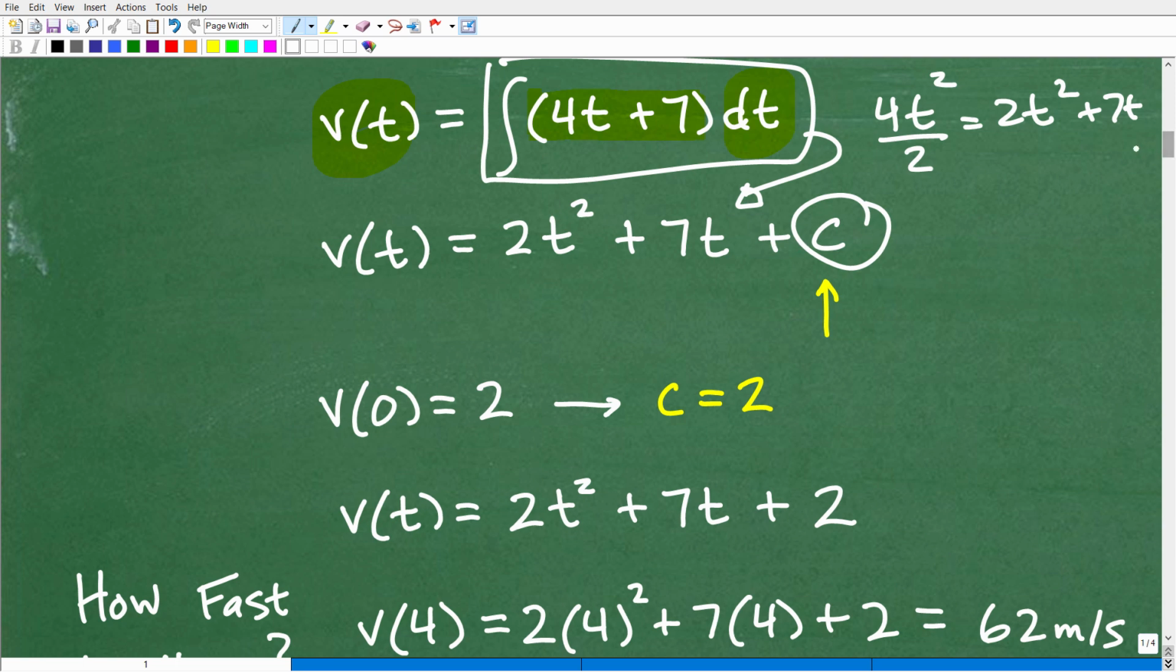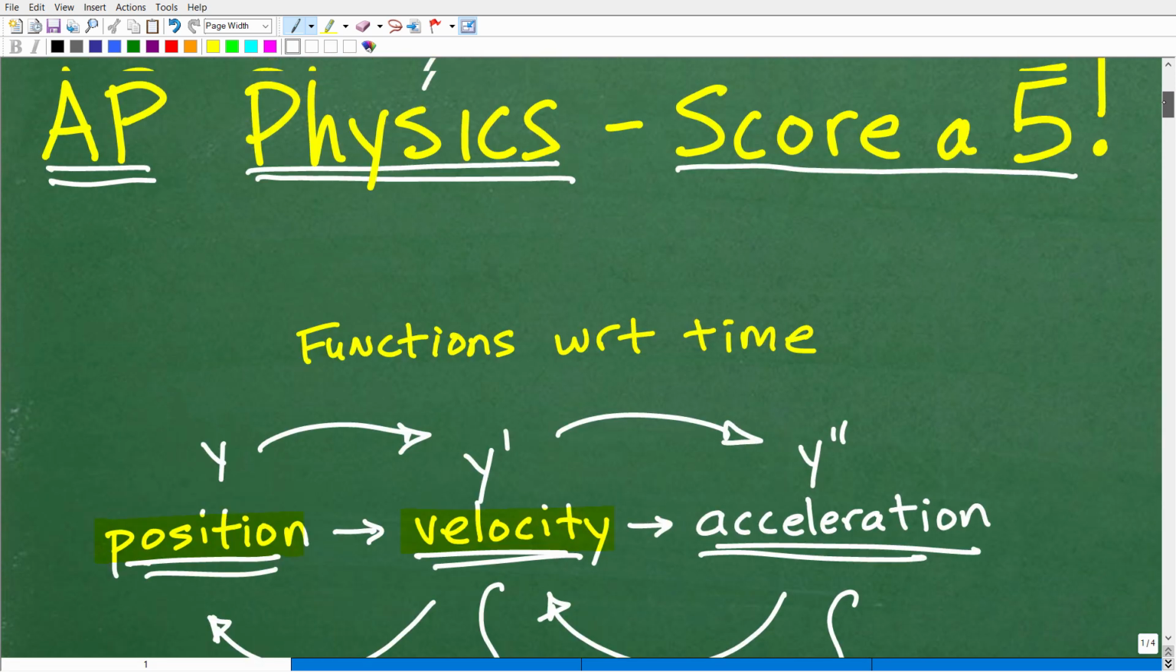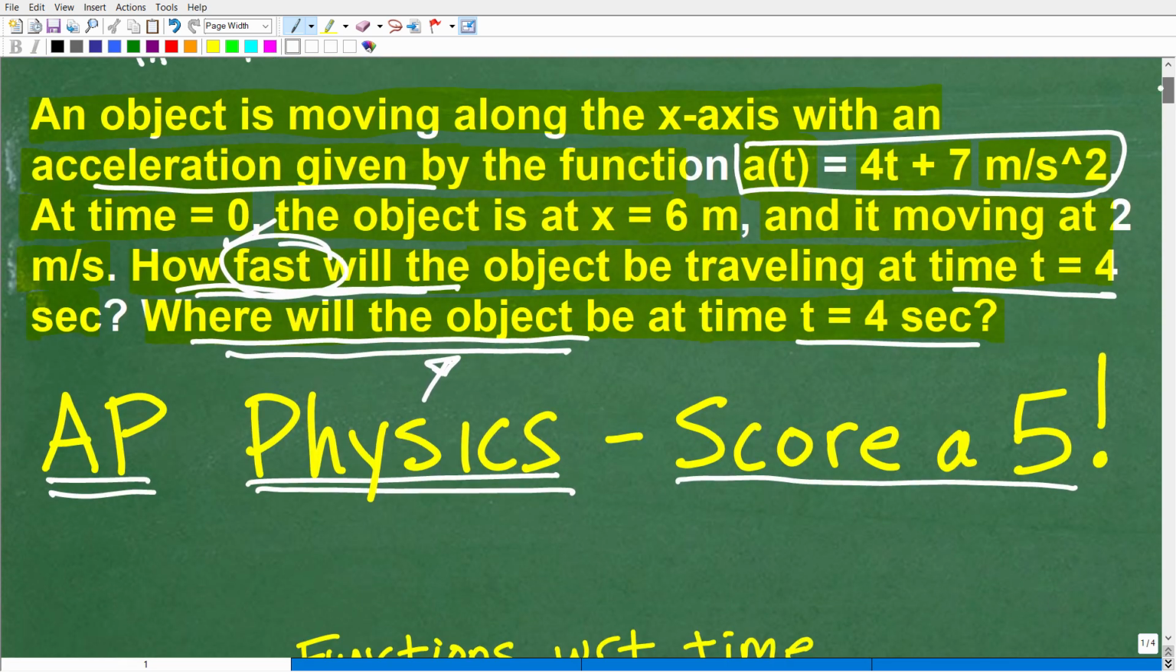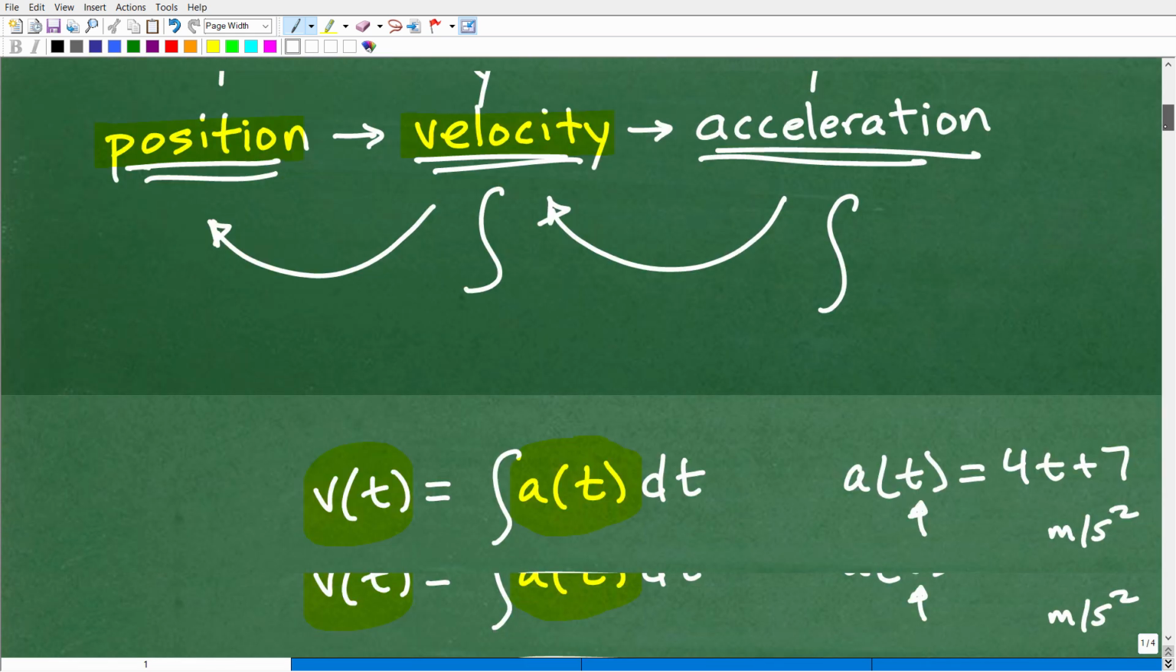Well, if you recall, right back in this problem here, we have a velocity function. It said right here, when the time was 0, we have some position information. The object is at x equals 6 meters, so we have that position. We're going to need this later in the problem. But we also have velocity at time equal to 0. That is, this object is moving at 2 meters per second. I'm going to need that now to get my constant.